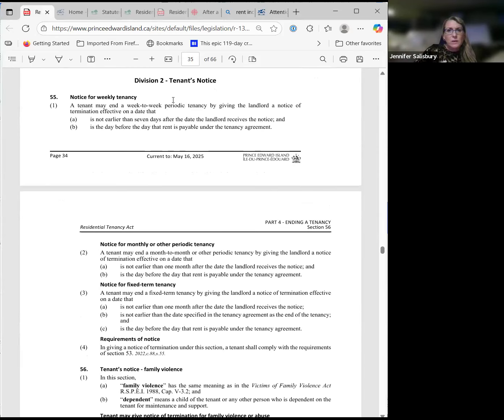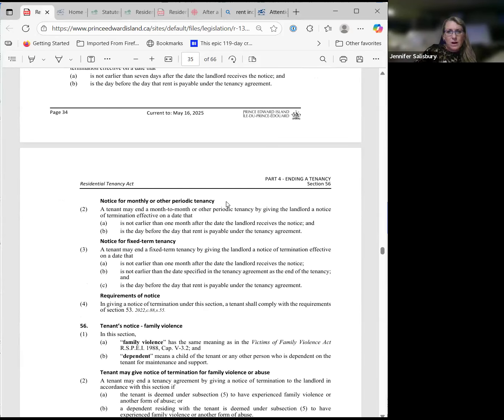Tenant's notice. Notice for a weekly tenancy. Okay, notice for monthly or other periodic tenancy, this is ending the tenancy. A tenant may end a month-to-month or periodic tenancy by giving the landlord a notice of termination effective on a date that is not earlier than 1 month after the date the landlord receives the notice and is the day before the day the rent is payable under that tenancy agreement. Yeah. So basically it's one full calendar month. So if it's October 31st, then they have to give notice that they're going to depart November 30th, right?